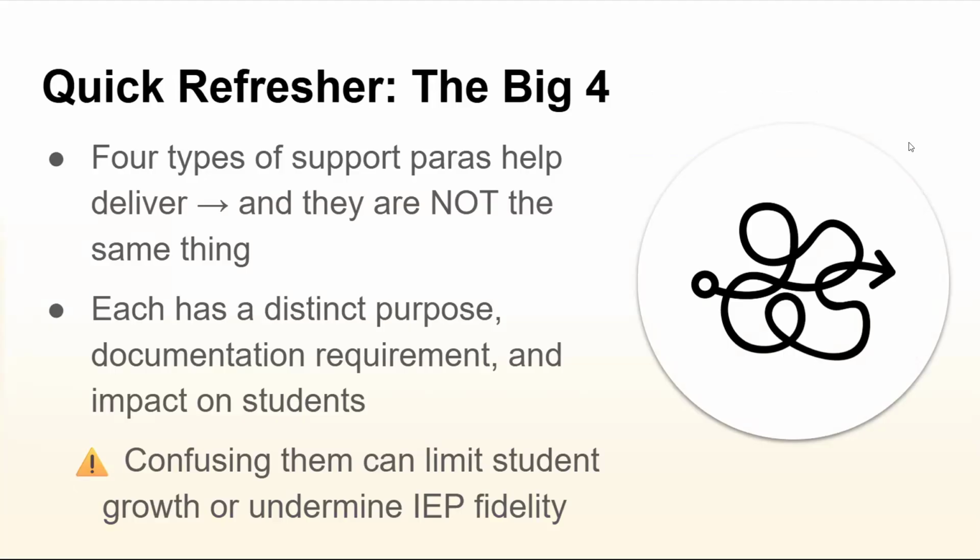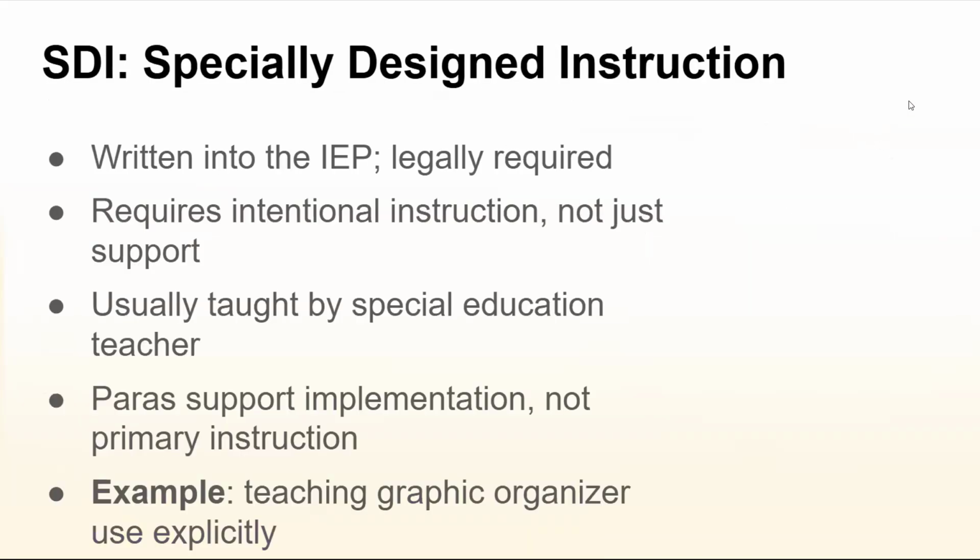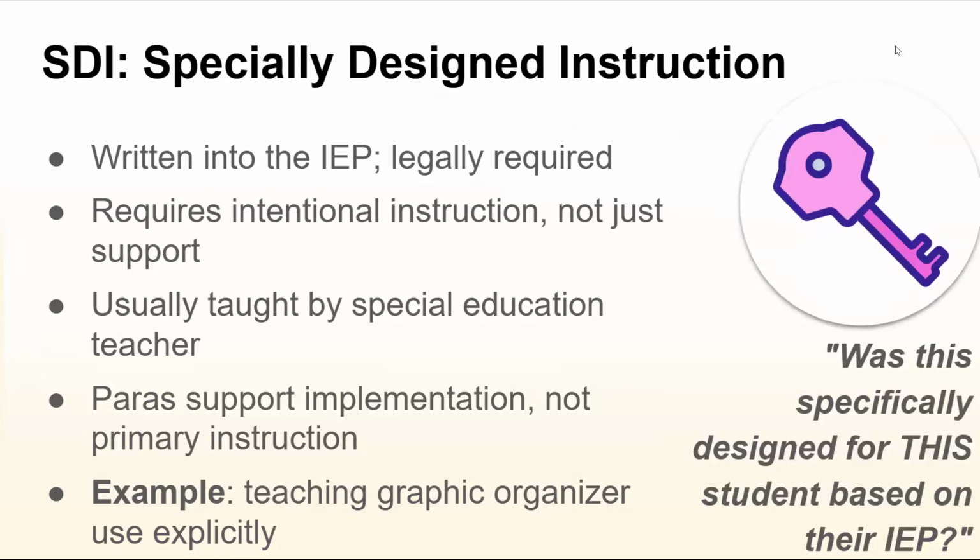So your reference card handout guide has the full breakdown, but we're going to walk through each of the 4 now. Specially designed instruction, written into the IEP, legally required, right? These are things that are instruction-based, not just support. You're helping to instruct the student, maybe instructing them how to use a graphic organizer, instructing them how to use the text-to-speech element on their Chromebook. You might be supporting that implementation, but you are typically not the primary instruction for that SDI. So it might have already been taught by the classroom teacher, and you're just helping to support that in a wraparound way. For each of these, I have a key question.